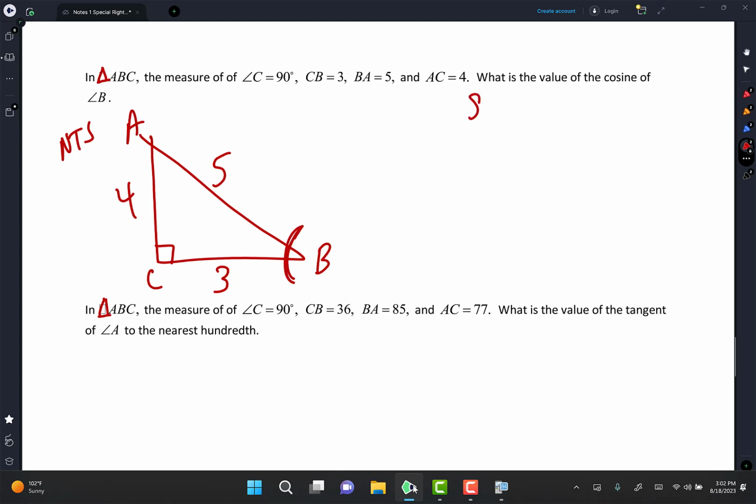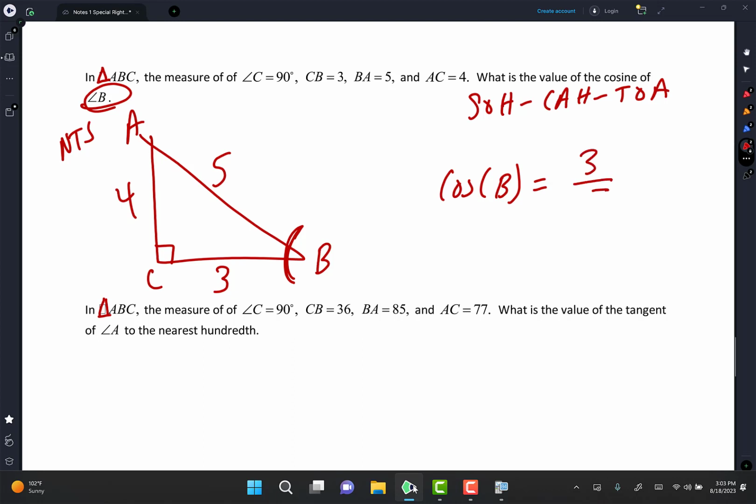I write my SOHCAHTOA. Once you're a pro, you don't have to write SOHCAHTOA. But for now, write SOHCAHTOA so you can know what is over what. I know that cosine is adjacent over hypotenuse. So I go to angle B and I write cosine of angle B. You always need something inside the argument, inside the parentheses there. Don't ever leave cosine by itself. Cosine of angle B is what over what?